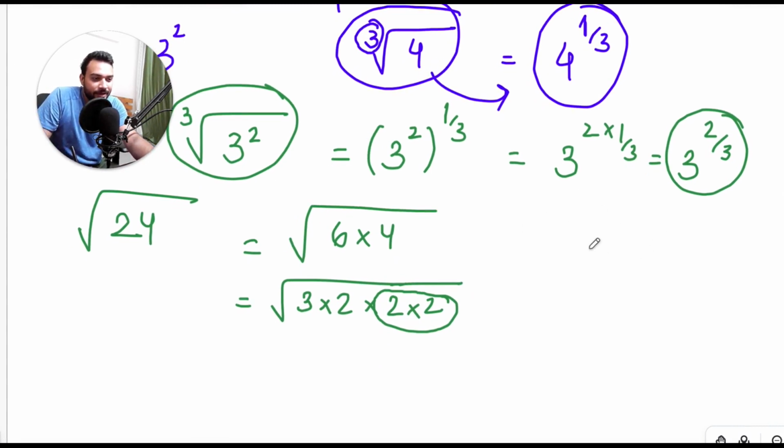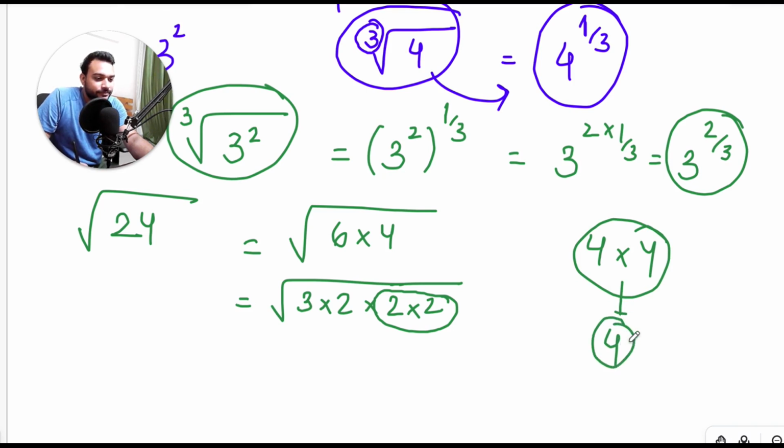For example, 4 times 4, this is the square of 4. So what is the square root of this? 4. Square root is 4. Because what is the meaning of square root? A number which when multiplied by itself gives you the original number. So 4 multiplied by 4 would give you the original number, which is 4 times 4. So a 2 will come outside.